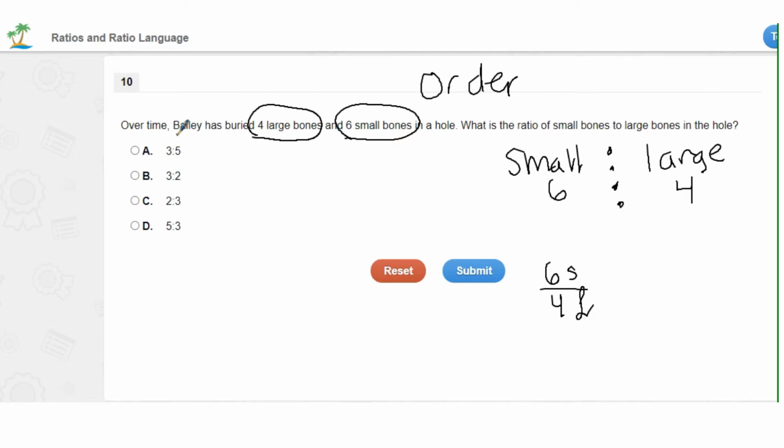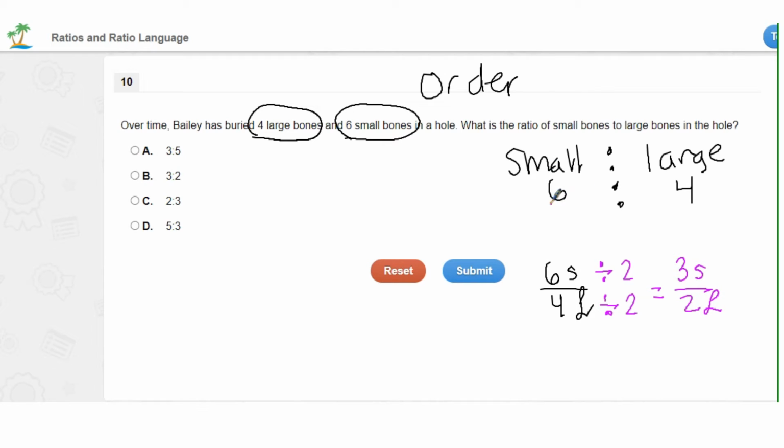And I don't see 6 to 4 over here. So that means I probably need to simplify. So 6 and 4 are both even numbers, so I know they're divisible by 2. So I'm going to divide my numerator and denominator by the same number so I can get an equivalent ratio, or in other words, an equivalent fraction. So 6 small bones divided by 2 will give me 3 small bones. And then 4 large bones divided by 2 will give me 2 large bones.